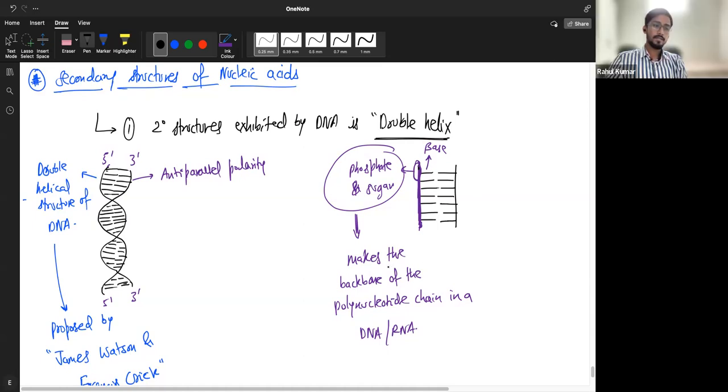And next thing, the nitrogenous bases project towards the inside from the sugar. Okay.